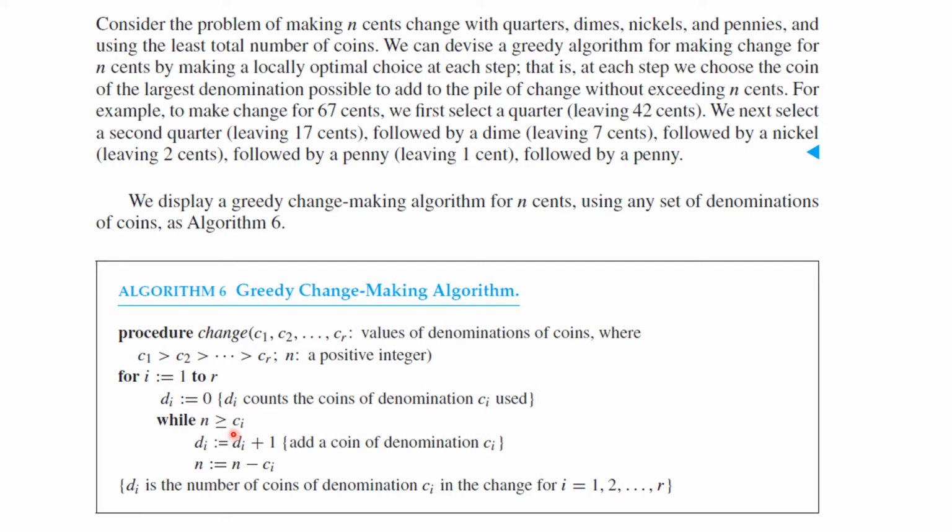value left, we can add another coin of that value, and we just keep doing that, and then we go to the next coin. This is n minus c sub I, where c sub I is the value of the coin, and we iterate there. And so we continue, and d sub I is the number of coins of each denomination c sub I that are in our change, for I equaling 1 all the way to R.